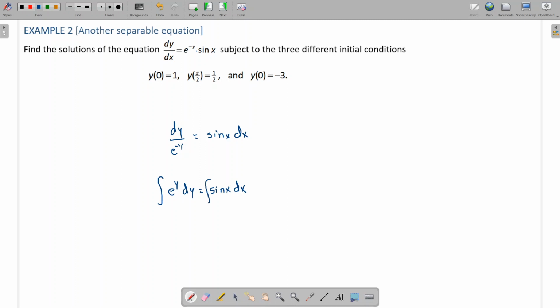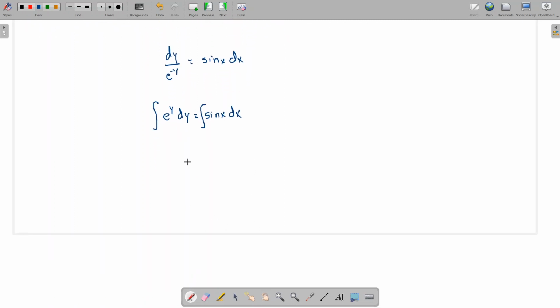All right, now we're ready to integrate, take the antiderivative of both sides. So antiderivative of e to the y is just e to the y. And again, we don't need to put the plus c because we'll put it over here. Antiderivative of sine is going to be negative cosine of x, and then we'll put the plus c. Remember, derivative of cosine is negative sine, so we had to put this negative to cancel that out. So this is our general solution.